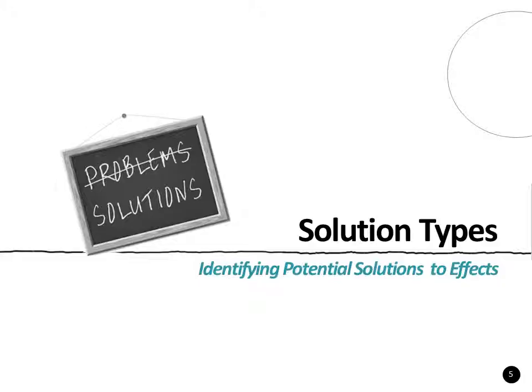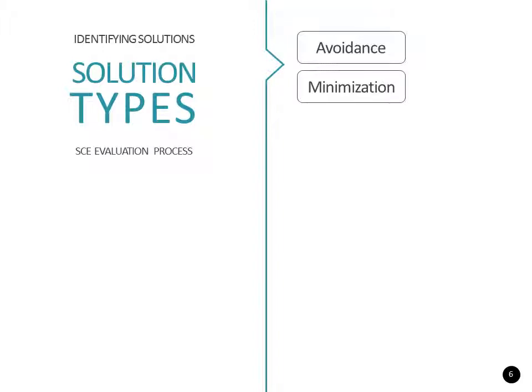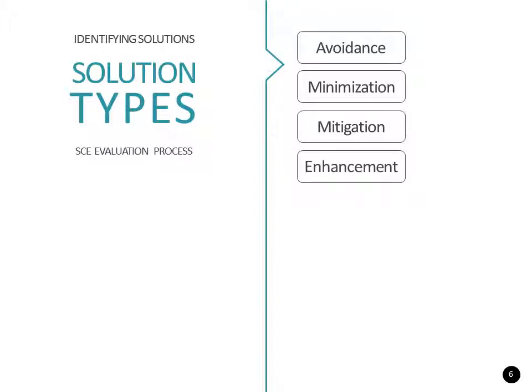A key piece of the SCE evaluation process is generating potential solutions to community effects viewed by the community as problems. When addressing potential negative effects, there is a hierarchy of solution types to consider. The quest for a viable solution begins by first exploring avoidance opportunities, followed by measures to minimize the effect, and then by measures to mitigate the effect. While technically not a solution to an effect, enhancement is the fourth measure to be considered during project decision-making.